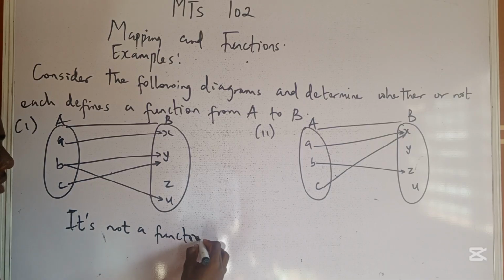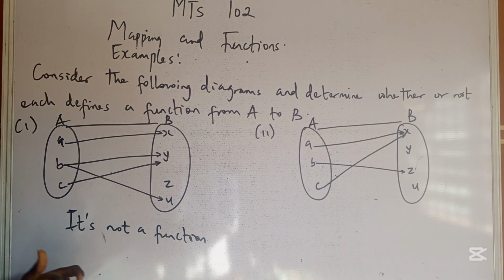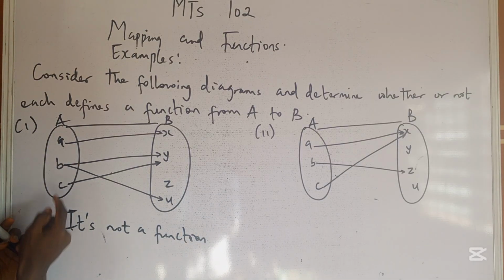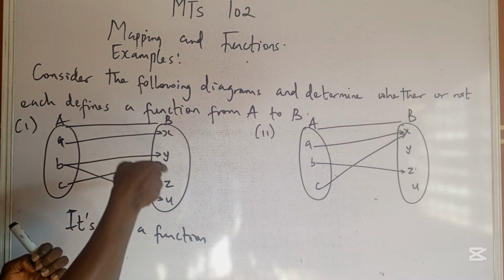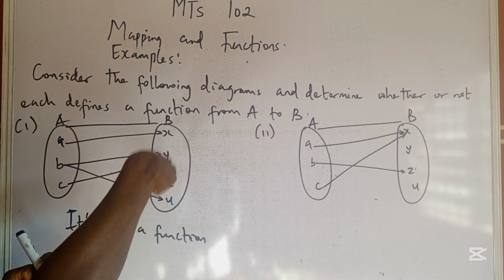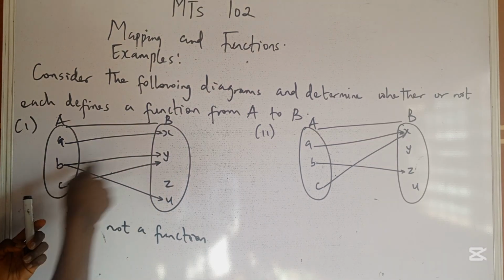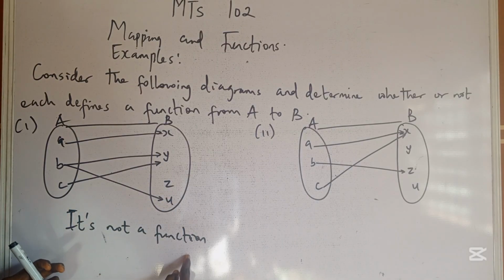That is how we can identify a function. Just take note of it. The elements in the domain must have a unique image. That's just it. B does not have a unique image. That is why it is not a function.